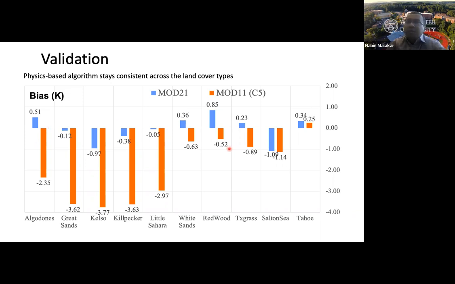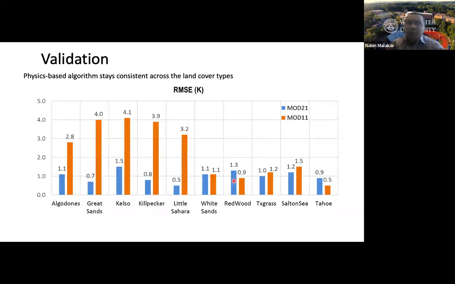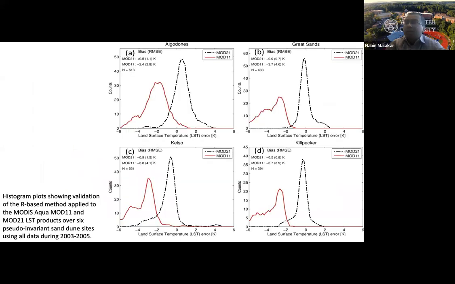And it is consistently working across other land cover types too, like Lake Tahoe and Salton Sea, which are water sites, a grass site in Texas, and Redwood in Washington, for example. They also work well. So we can claim that our algorithm is working a lot better. You can see the distribution of the temperature. In the validation studies, the black one is our data set. It works pretty well compared to the older algorithm. So it's available for public consumption.